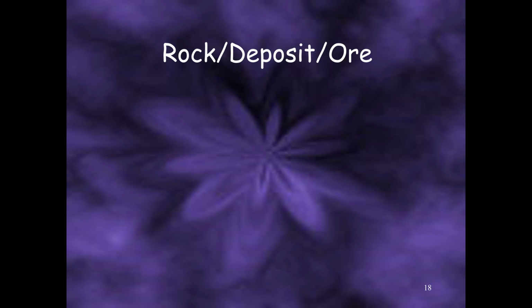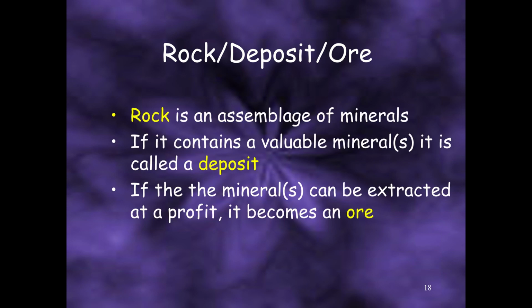But there are some more technical terms to really identify what is a rock, what is a deposit, and what is an ore. Rock, in fact, is an assemblage of minerals. So, in other words, several minerals are together and they form a rock. But if the rock contains a valuable mineral, it is then called a deposit.